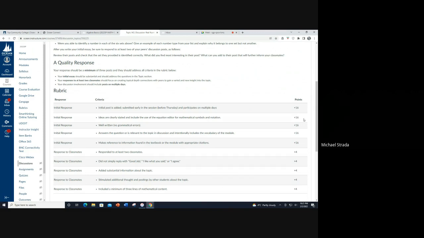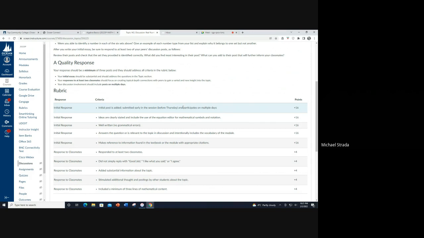And that's 16 points, just by initiating the post and answering the questions. Ideas are clearly stated, and it includes the use of the equation editor for mathematical symbols and notation. Well written, no grammatical errors. Again, I'm looking for it to be written as if you were submitting a paper. Answer the question or be relevant to the topic in discussion, and intentionally include the vocabulary of the module.